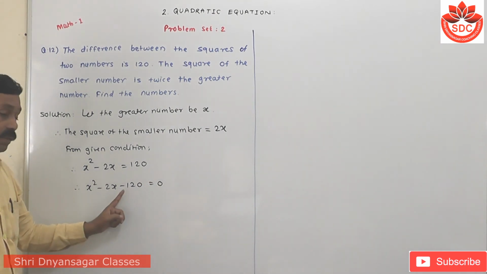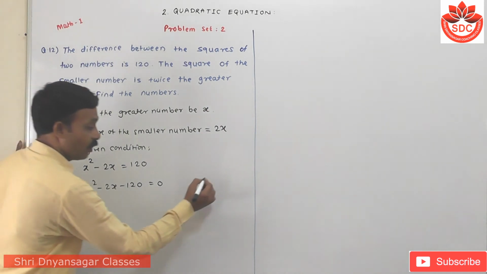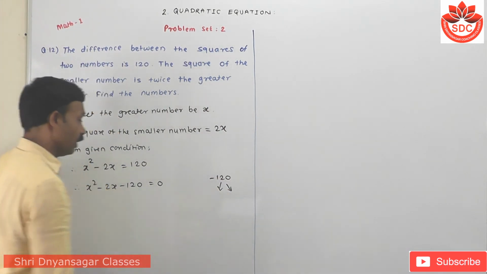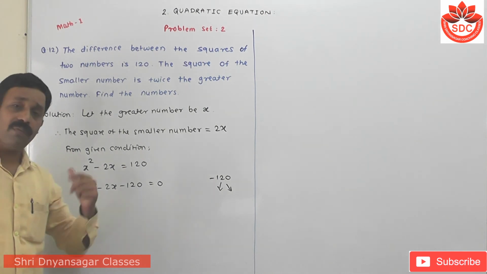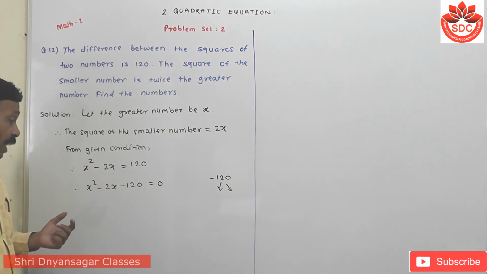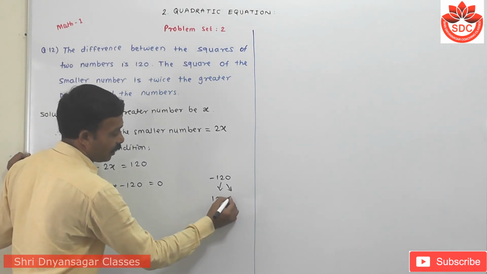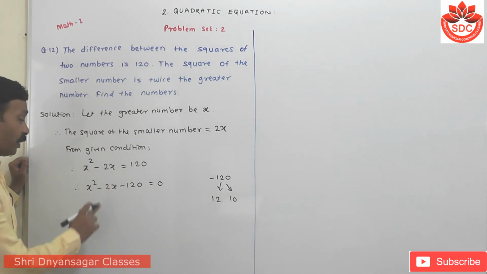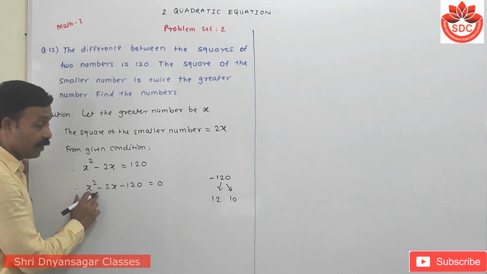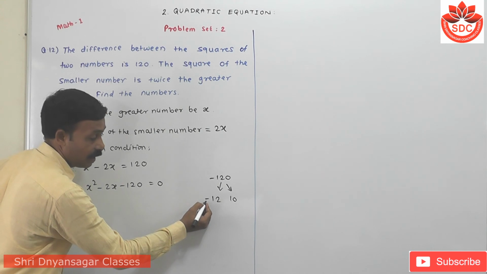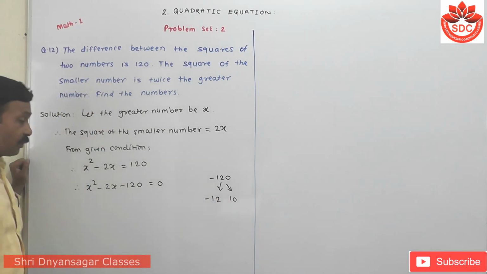A is 1, C is minus 120. Find the product of 1 into minus 120, which is minus 120. Then find the factors of minus 120 such that their addition is minus 2. It is also a simple one. So 12 and 10 give the proper signs, the bigger number having the minus sign, here minus, here plus. Minus 12 plus 10 becomes minus 2, and the product is minus 120.